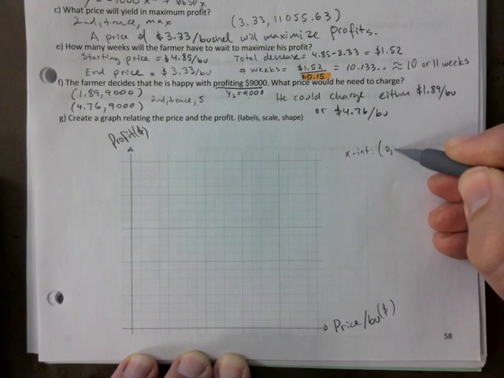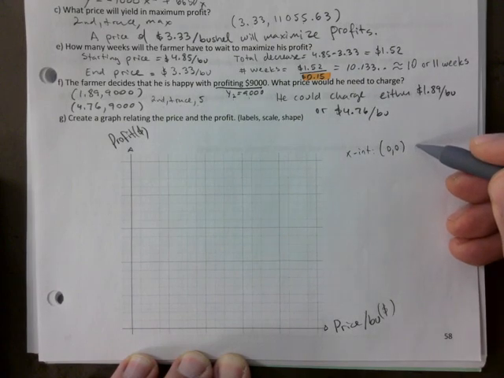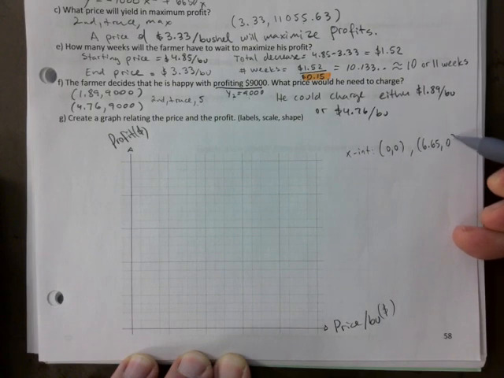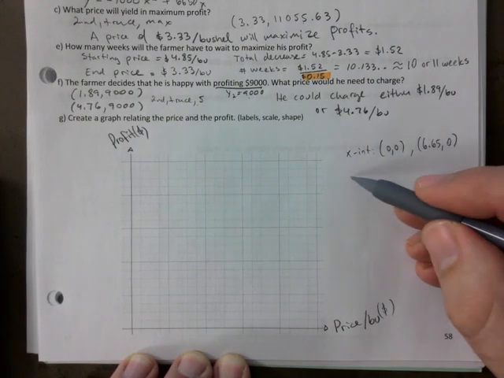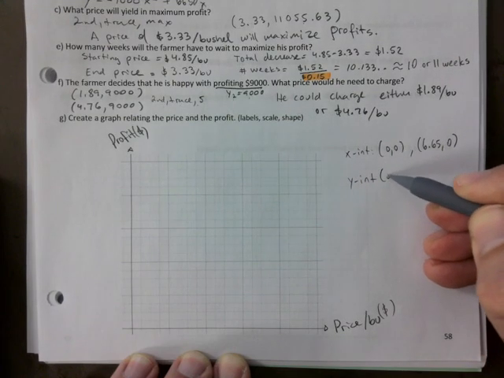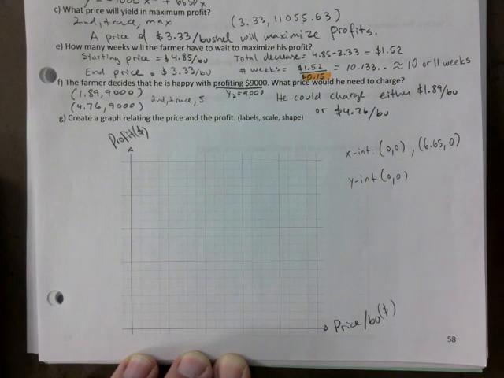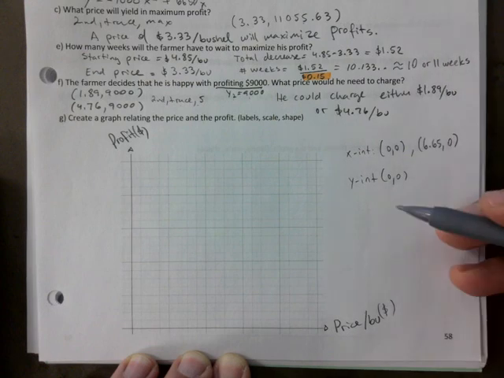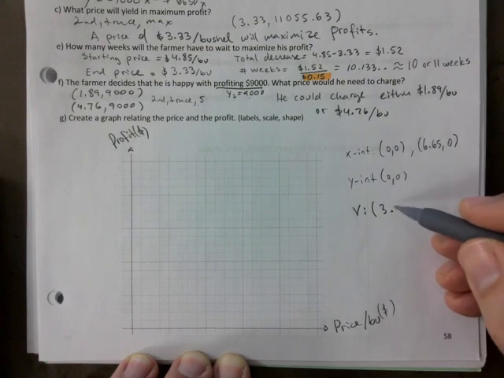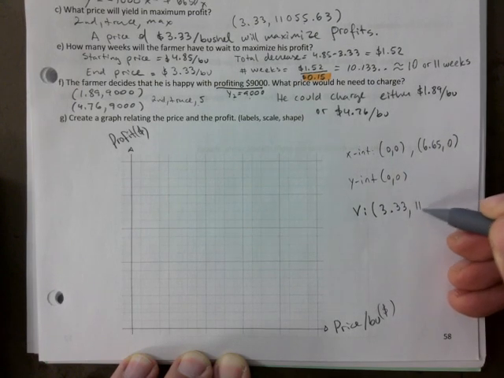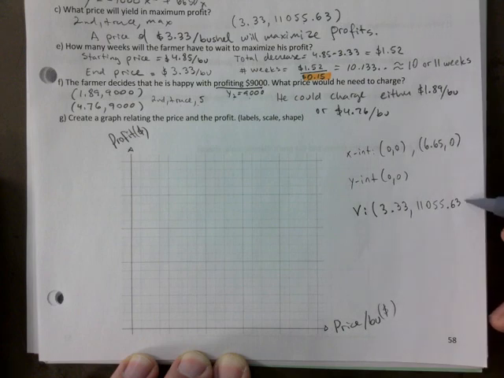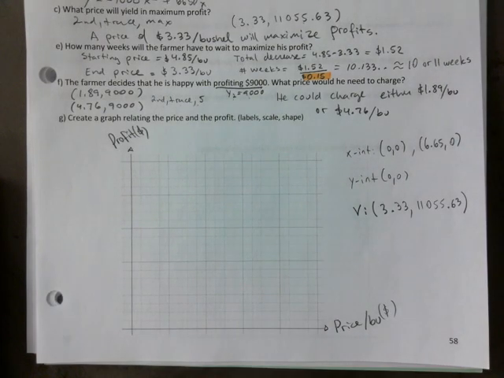X-intercepts, it's 0, 0. I also found that the other one was 6.65, 0. The y-intercept is also 0, 0 here. They are the same. And the vertex, we already know, is 3.33, 11,055.63. Those are always the points you need.